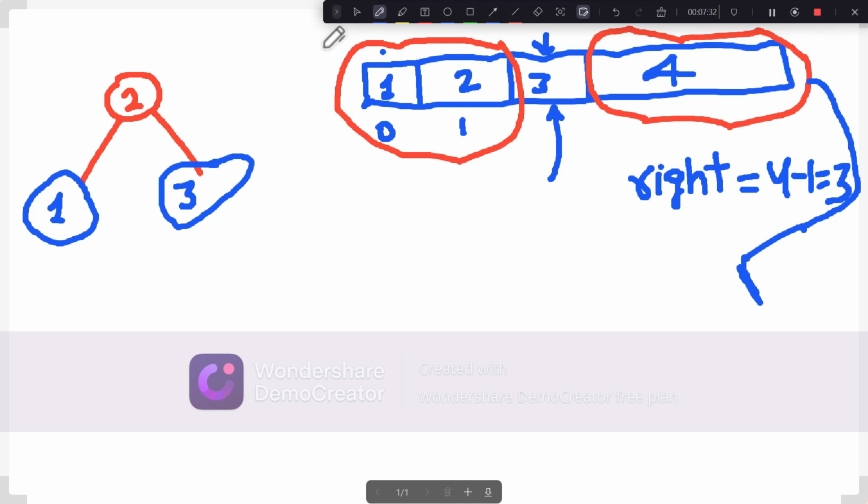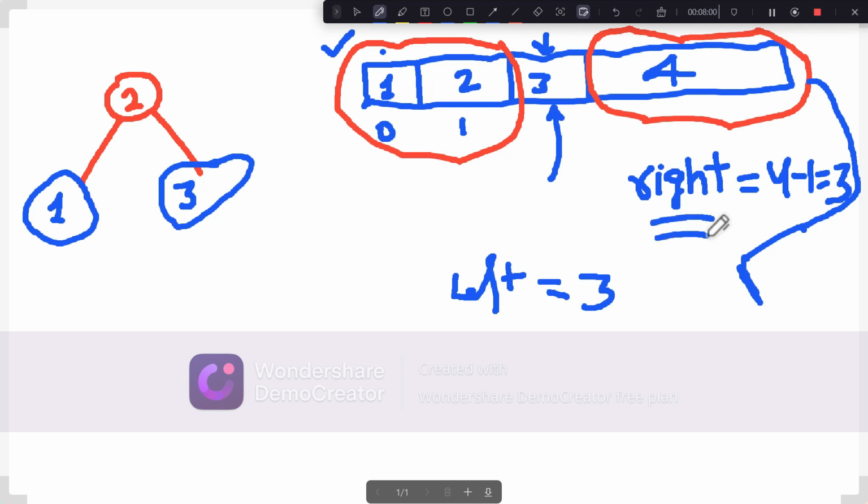So the left part we have already done. At 3 we have placed the right child. Okay, so we have to take the next configuration of it. So what would left be here? The left would be mid plus 1, going to the right side. So this would be 2 plus 1. So our left would be mid plus 1, which is 2 plus 1. So left would be 3 and right is also already 3.